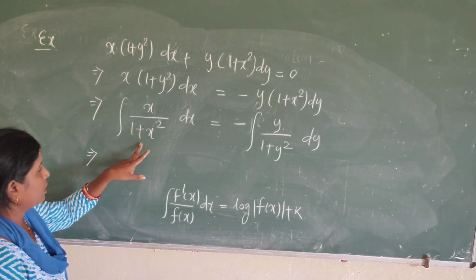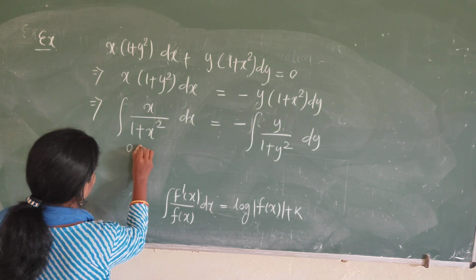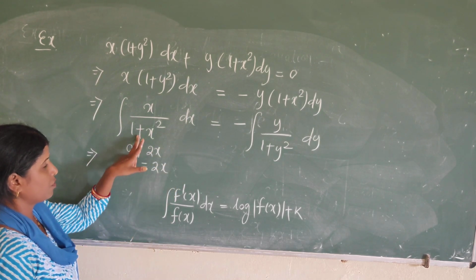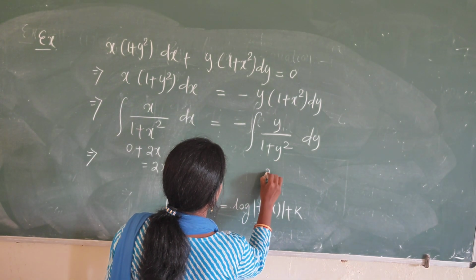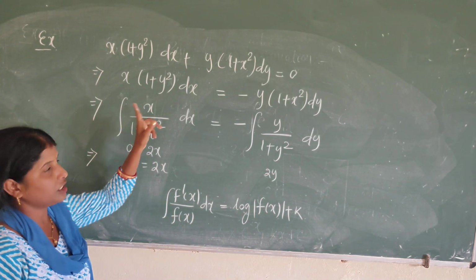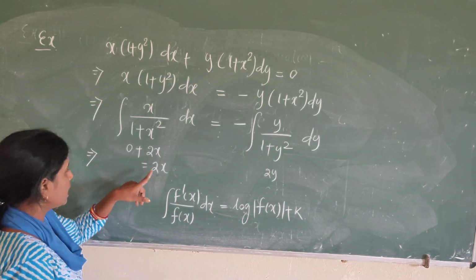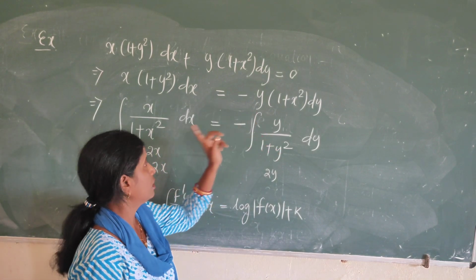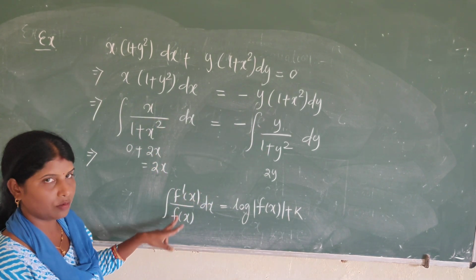Here our denominator is 1 plus x square. The derivative of 1 is 0, the derivative of x square is 2x, so the derivative of 1 plus x square is 2x. Also on this side, the derivative of 1 plus y square is 2y. But our numerator is x and here our numerator is y. So we make it 2x and 2y. This is the type of this example.